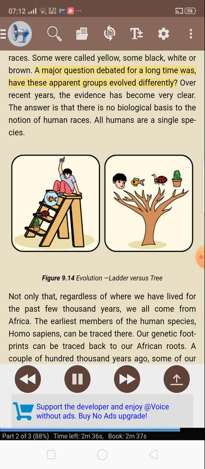A major question debated for a long time was, have these apparent groups evolved differently? Over recent years, the evidence has become very clear. The answer is that there is no biological basis to the notion of human races. All humans are a single species.